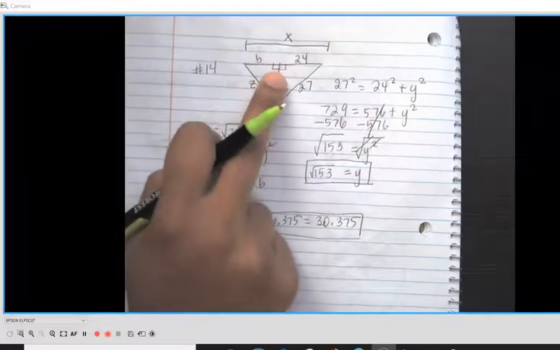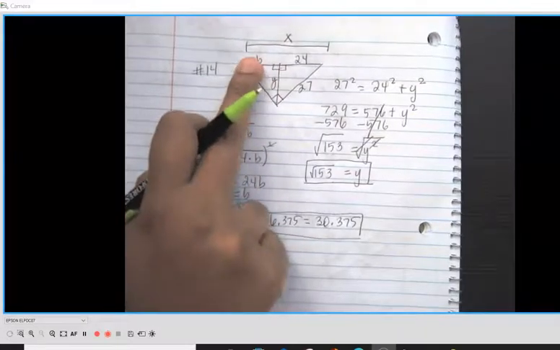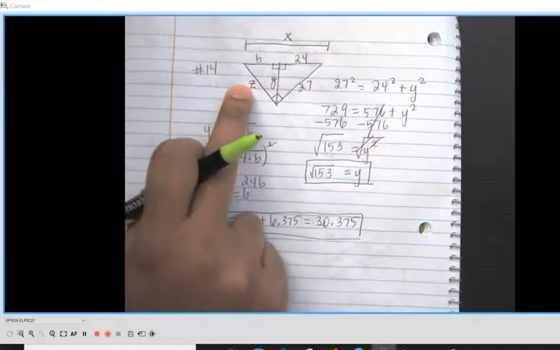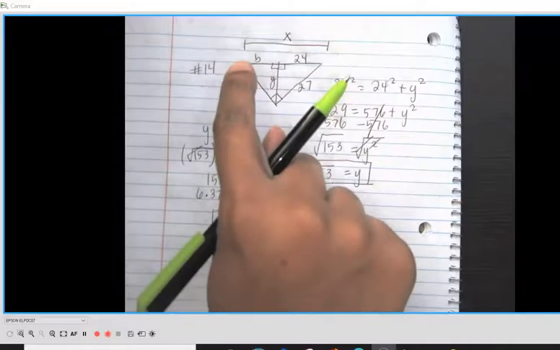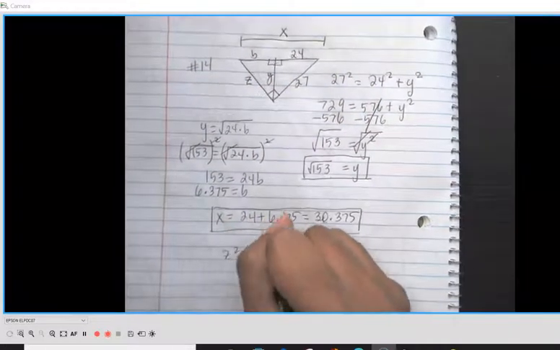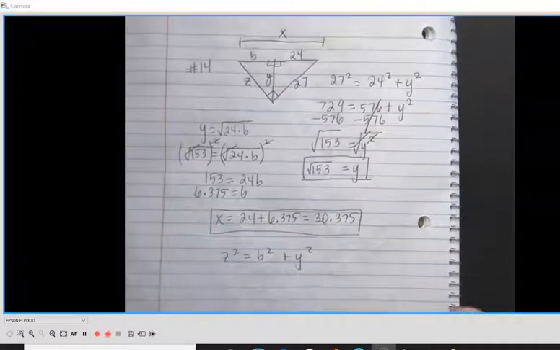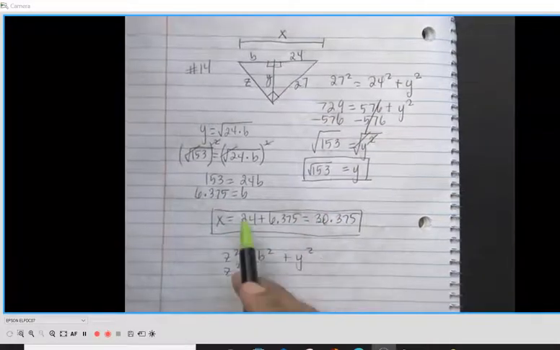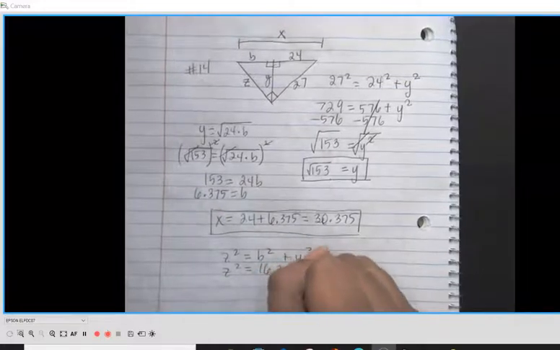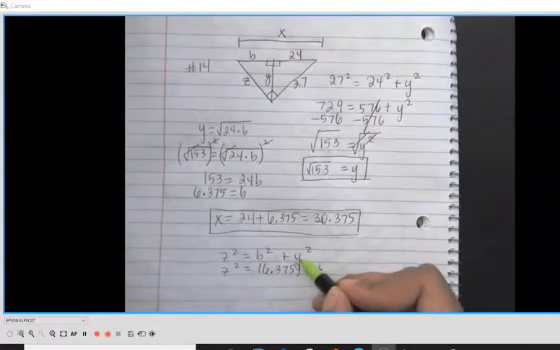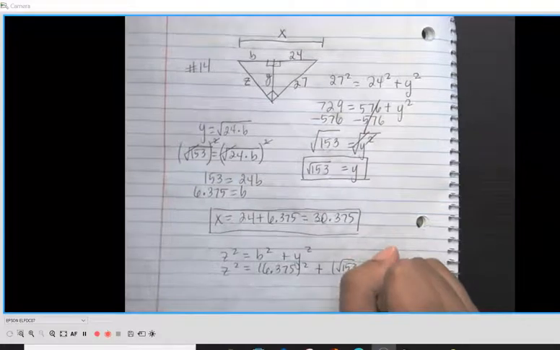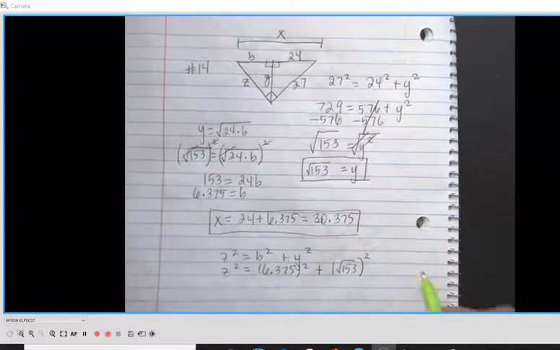Because this is a right triangle and I have those two legs, the b value and y, I can get z. I'm going to do the Pythagorean theorem because I have two of the sides and I want the third unknown side. So z squared is equal to b squared plus y squared. I don't know what z squared is, but clearly I know what b is, which is 6.375 squared. And y squared, what was y? The root of 153. I'm doing my substitution with parentheses, but I have to still square that.